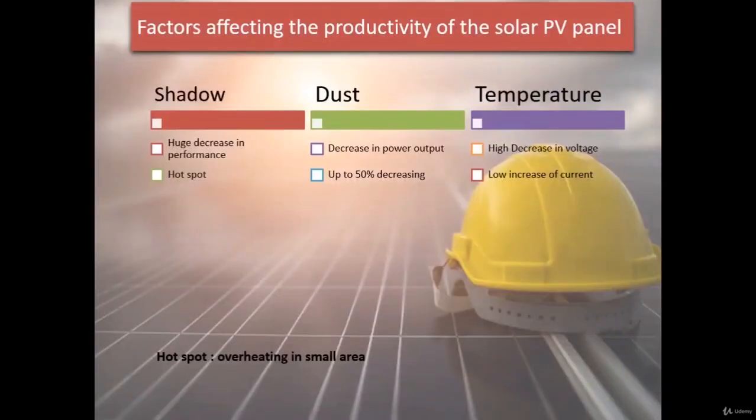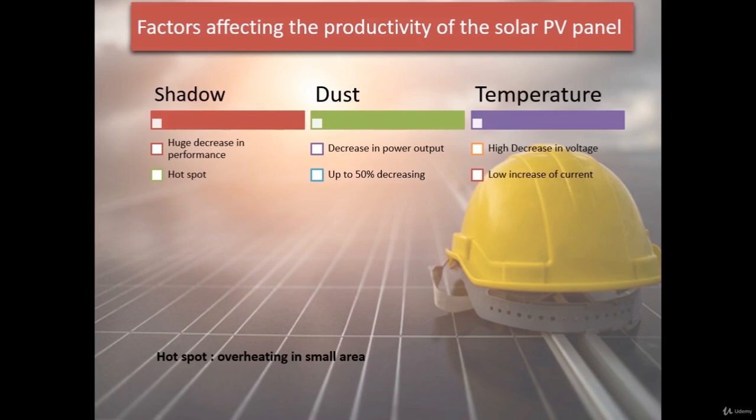There are some factors affecting the productivity of the solar PV panels, like shadow, dust, and the temperature. Actually, the shadows decrease the performance of PV panels significantly and may generate a hotspot. The hotspot is overheating in a small area and may damage the PV panel. The dust decreases the power output of the PV array up to 50%. Actually, the temperature causes a high decrease in voltage and a low increase of current, resulting in a high decrease in the power output.